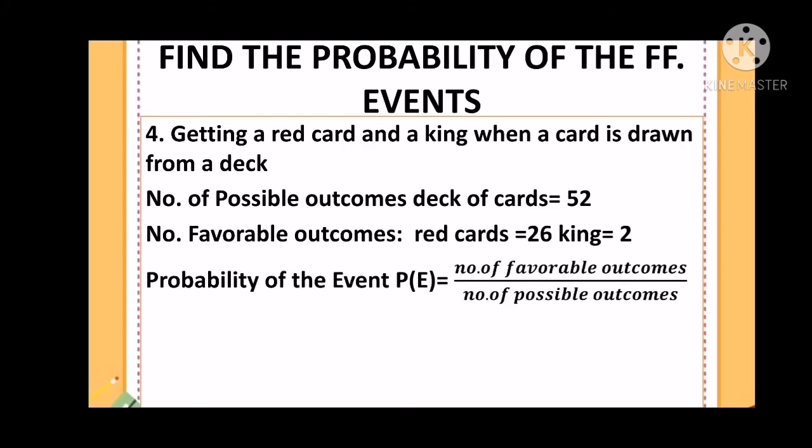Okay? So, formula. Substitute the given. So, 26 plus 2 over 52. We have 28 over 52. Lowest term, 7 over 13. Divide, 0.54. Multiply it by 100. You will get 54%. Okay, so ang probability pala ng pagkuha ng a red card and a king is 54%. So, medyo malaki yung percent niya, no?